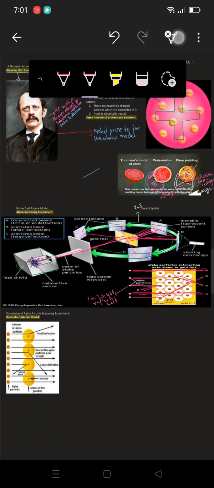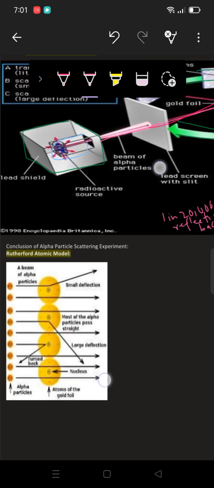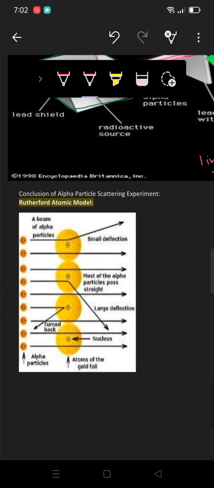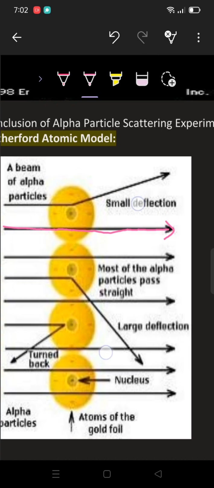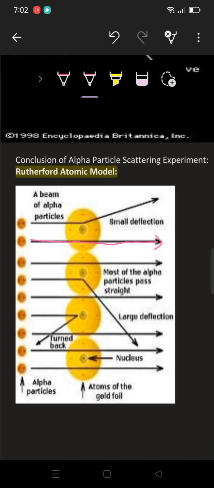Okay, so as in the last video we discussed the alpha particle scattering experiment, in which we got to know that 99.9% of alpha rays passed straight with no deflection, as you can see here in this picture, and a few rays were deflected by a very small angle.